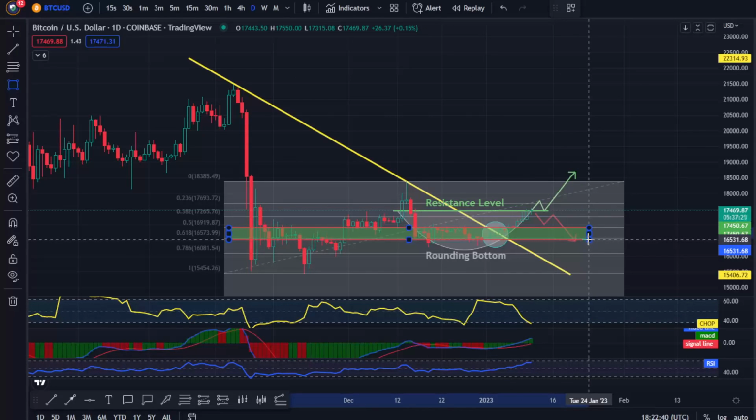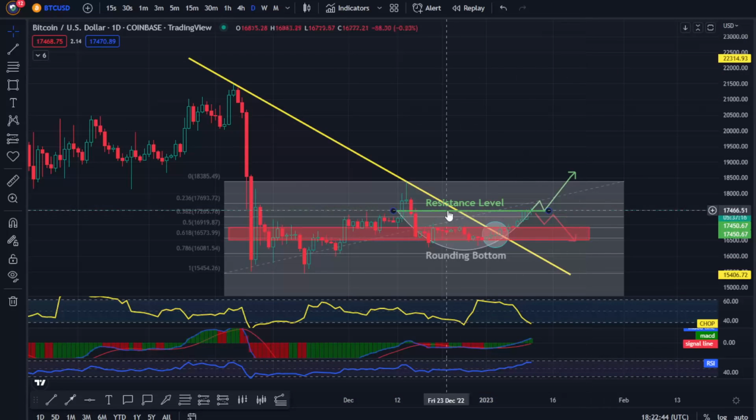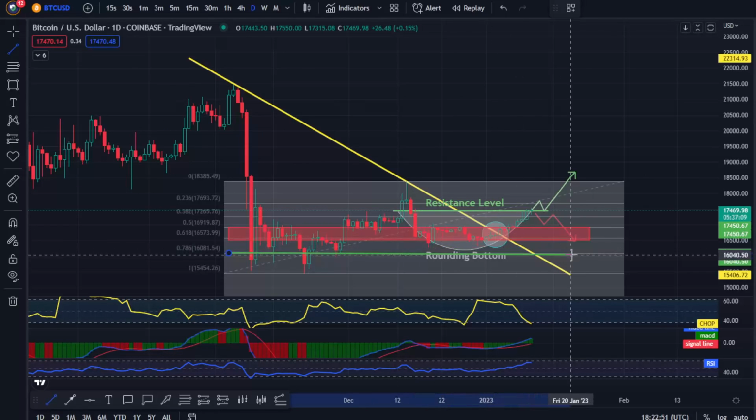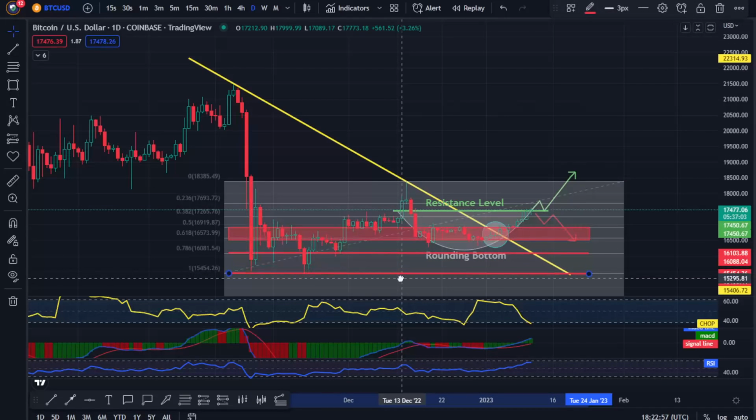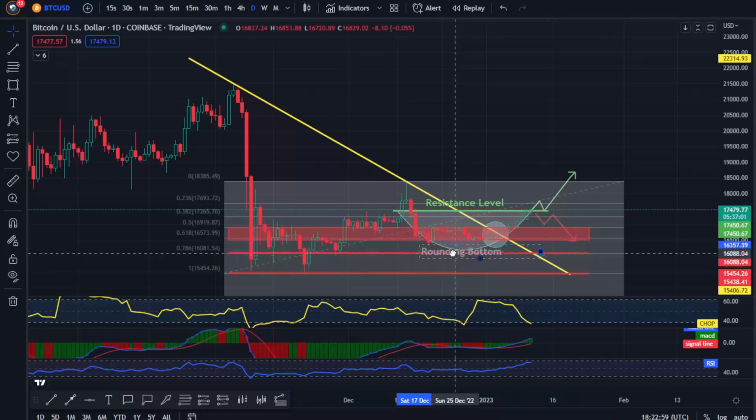Again, we can see a strong support zone from $16,912 to $16,516, but when the price breaks below this zone, we can see a drop to around $16,088, and then we have support at $15,439, where the last low is.